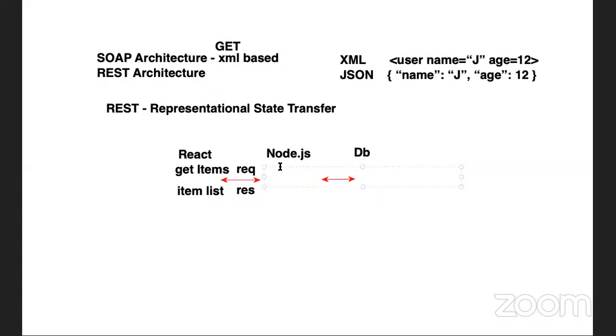And it says, okay, I have get items as a function in the backend. I will just execute it. Who is responsible for sending the item list? So what we are doing is we are transferring a state. Initial state is get item.